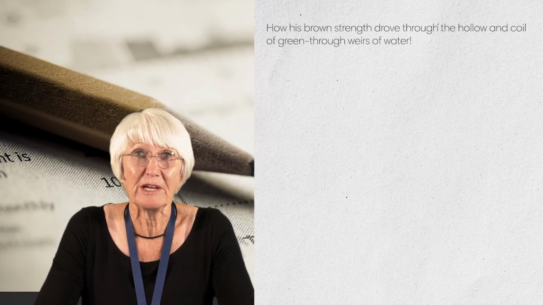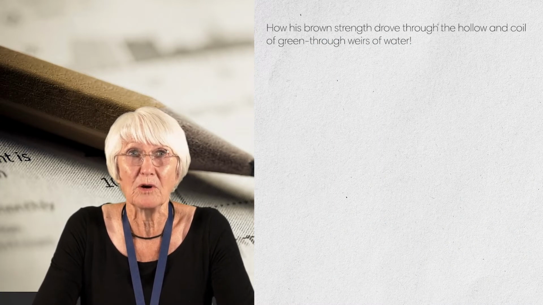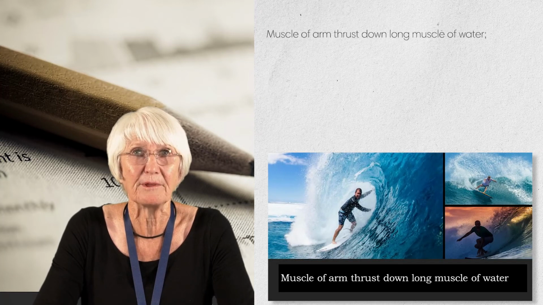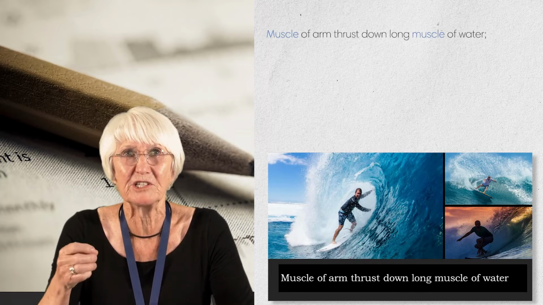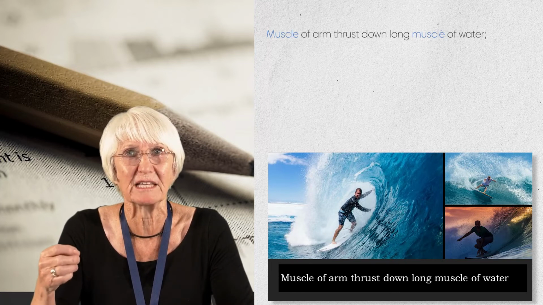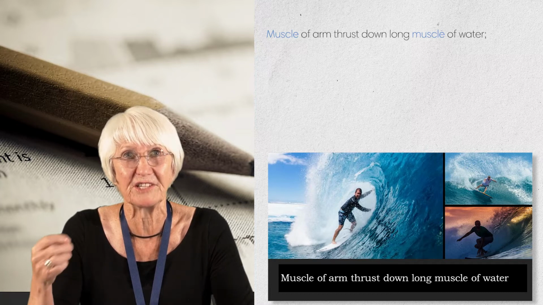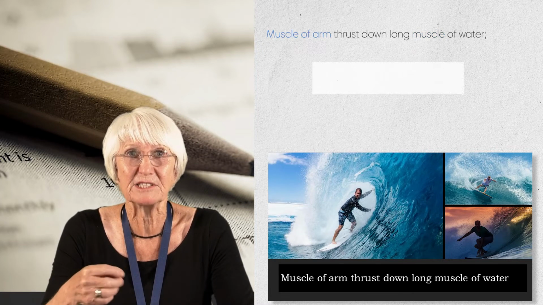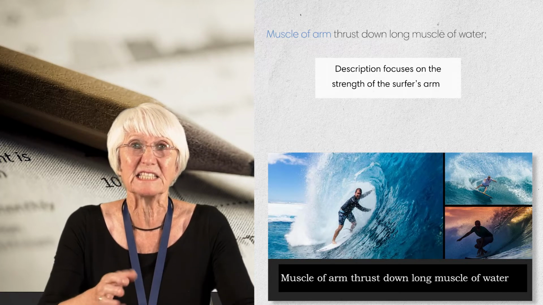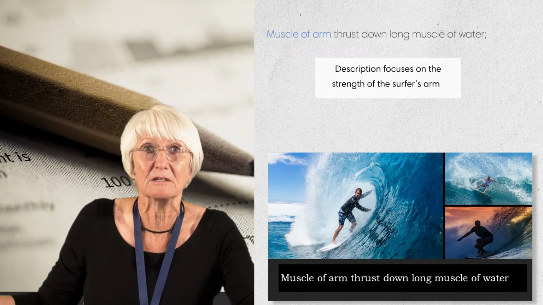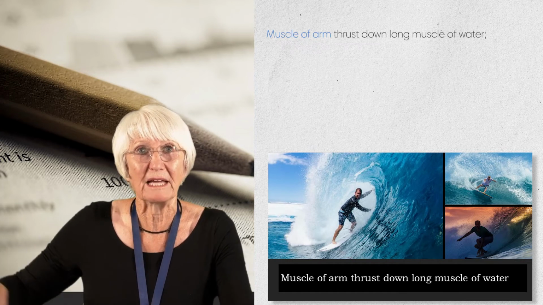How his brown strength drove through the hollow and coil of green through weirs of water. Muscle of arm thrust down long muscle of water. Notice the repetition, the emphasis on his strength and the emphasis on the power of the sea. Muscle of arm, this description focuses on the strength of the surfer's arm as he's balancing and is parallel to the line of the wave.